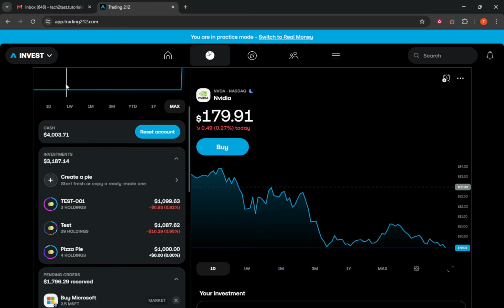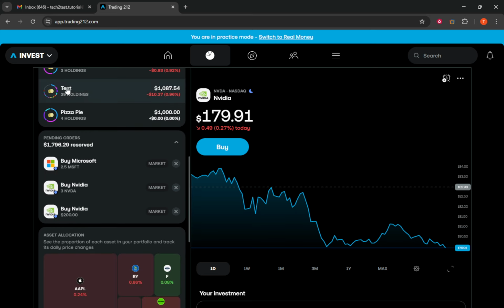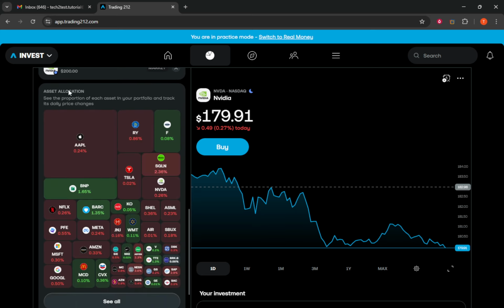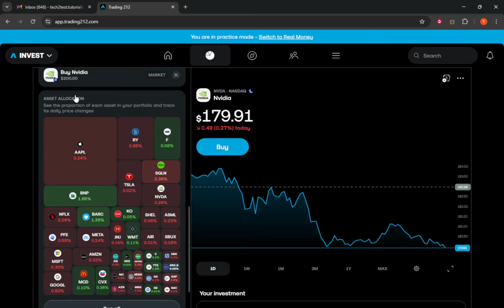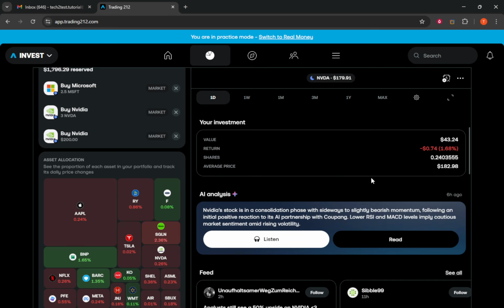You'll also see your profit or loss. This figure updates in real time, so it reflects how your positions are moving with the market. It's useful for a quick pulse check, but try to view it in context rather than reacting to every small tick.